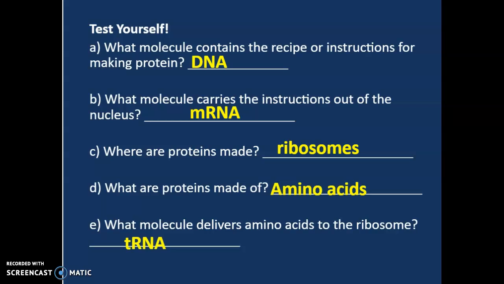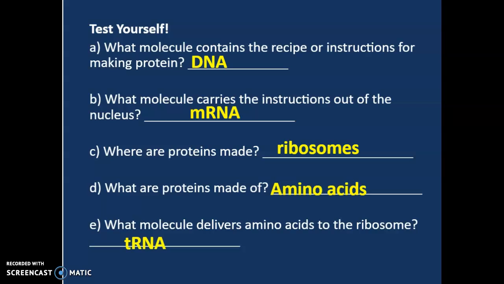So what molecule contains the recipe or instructions for making protein? That's known as DNA. It's inside of the nucleus. What molecule carries the instructions out of the nucleus? That's mRNA, messenger RNA. It can leave the nucleus with the secret message. Where are proteins made? At the ribosome. What are proteins made of?